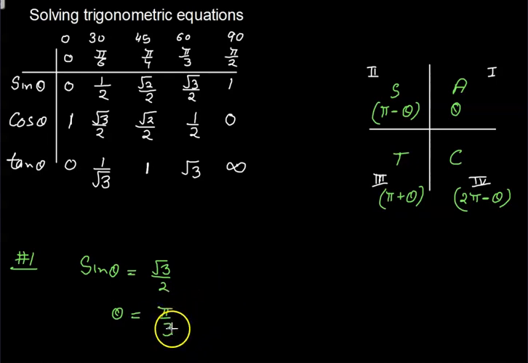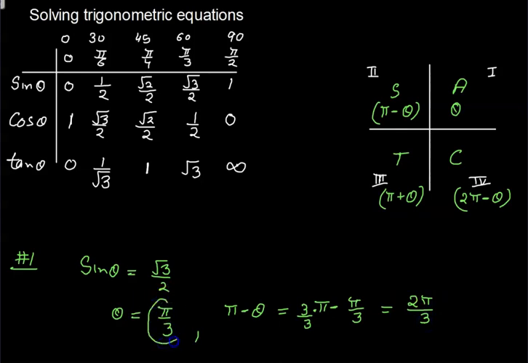This pi over 3 is in the first quadrant, where the sine is positive. In the second quadrant, we need to find another value of sine. For that, we use the formula pi minus theta. That means pi minus pi over 3, where theta is pi over 3. So pi minus pi over 3 gives you 3 pi minus pi, 2 pi over 3.